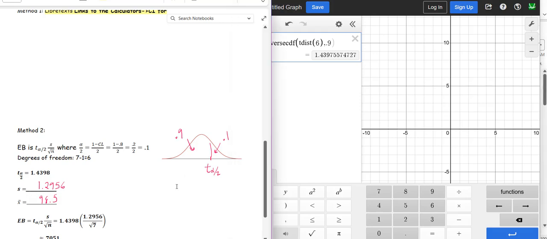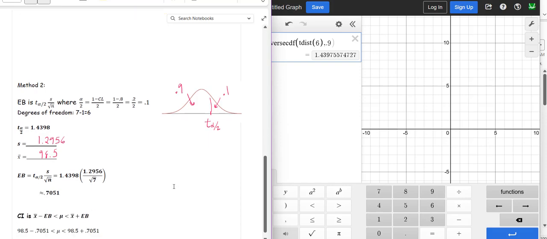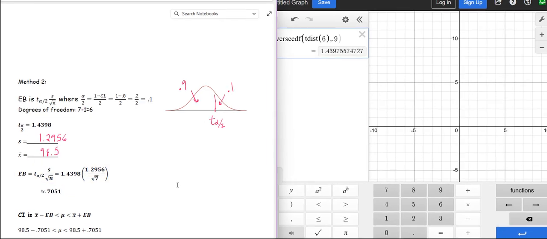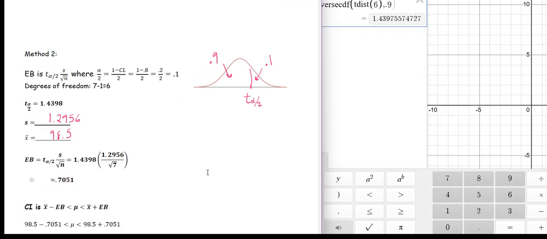So back over here, I've already recorded t sub alpha over 2. And so when I compute my error bound, I take t sub alpha over 2, multiply by s, divide by root 7, and I get about 0.7051. And then I construct my confidence interval by adding and subtracting that number respectively to the sample mean.